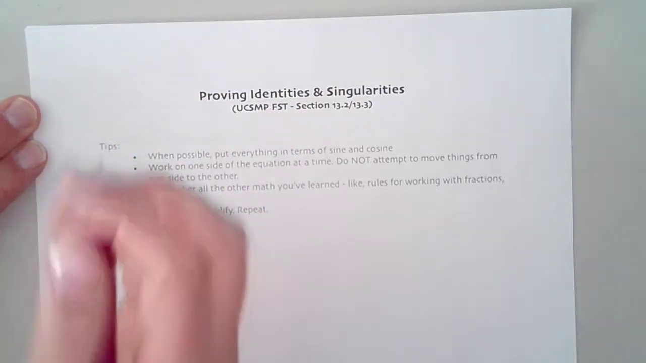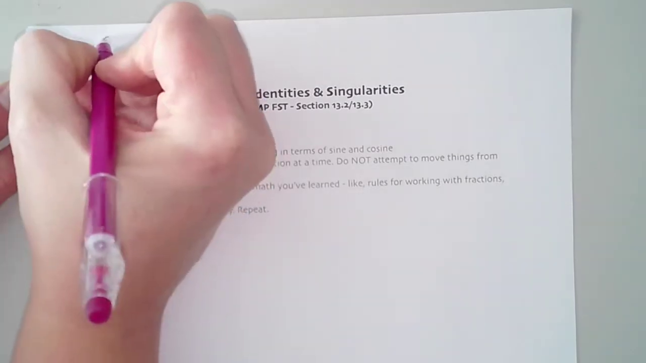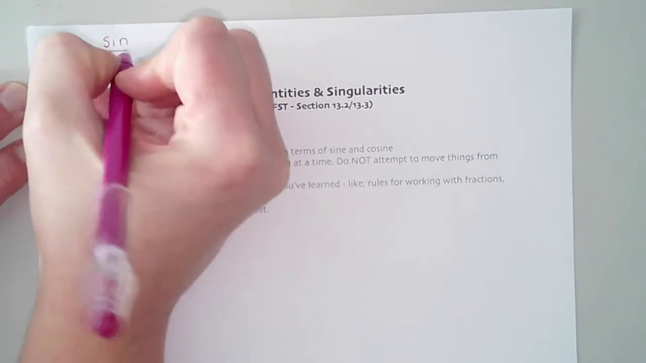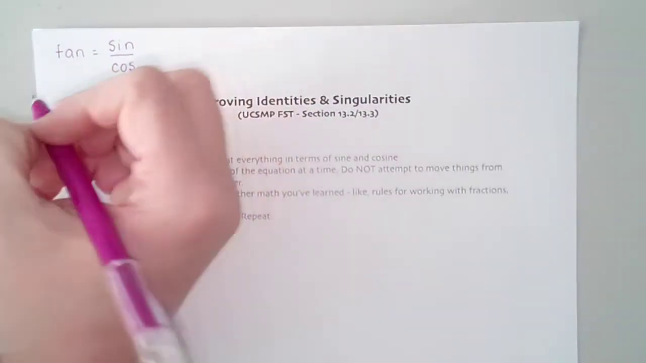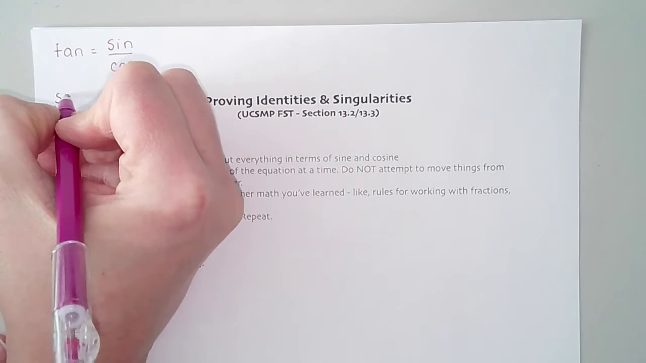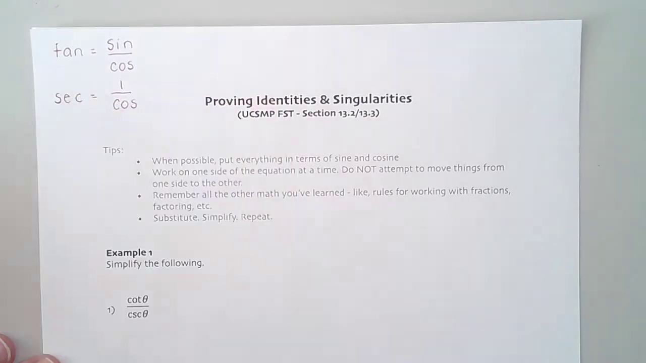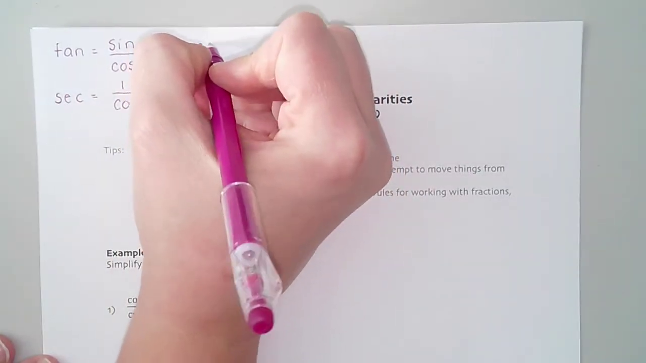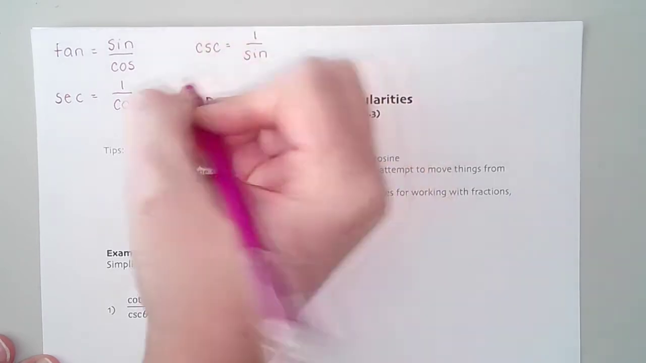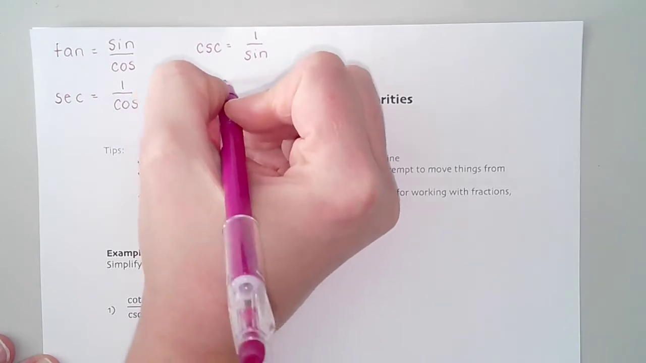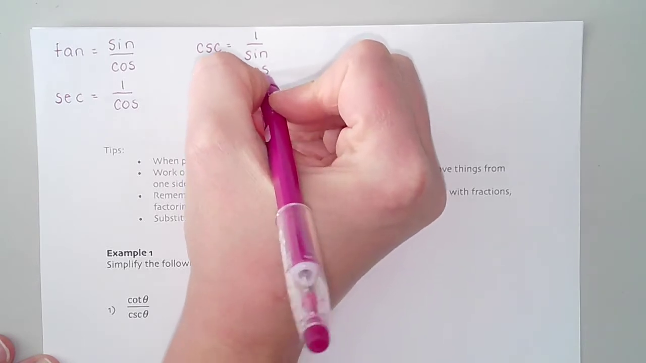Let's see, we've got sine and cosine. We know we can write tangent as sine over cosine. I know you can't see because my hand's in the way, but you'll see in just a minute. So tangent can be written as sine over cosine. We know secant is the reciprocal of cosine. We know cosecant is the reciprocal of sine. And then cotangent is the reciprocal of tangent, but if we're going to write tangent this way, then cotangent can be written as cosine over sine.